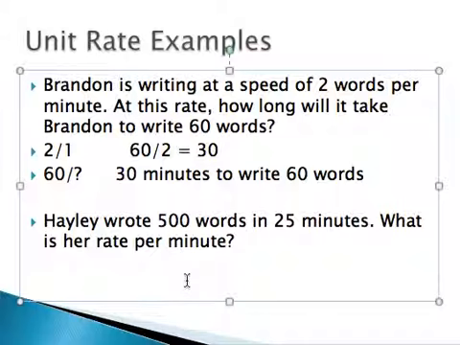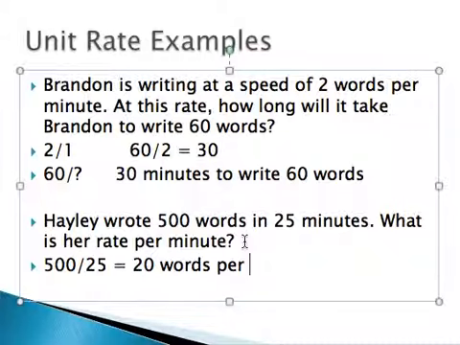In the other example, Haley wrote 500 words in 25 minutes. What is her rate per minute? In this one, it wants us to find the unit rate, so we do 500 divided by 25, and we get that Haley can write 20 words per minute.